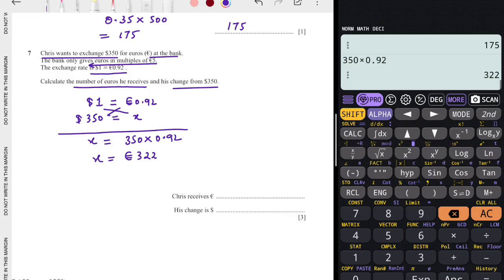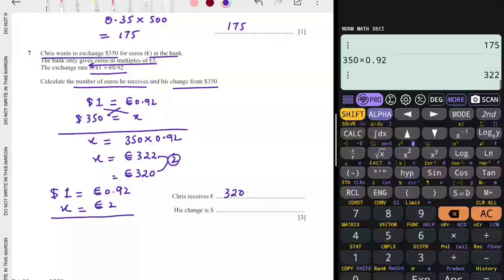So if you take 320, that is the multiple of 5, because 320 can easily be divided by 5. So we have to take the nearest value. So this would be the answer. Now we have to convert the remaining 2 euros into dollars. So we know that $1 is equal to 0.92 euro. Now 2 euros would be how many dollars?